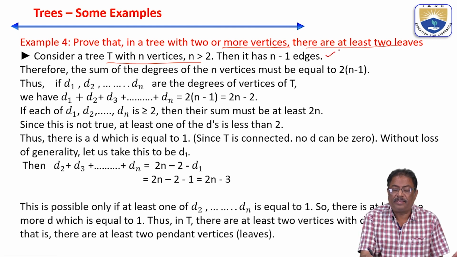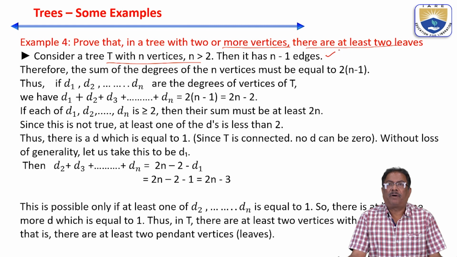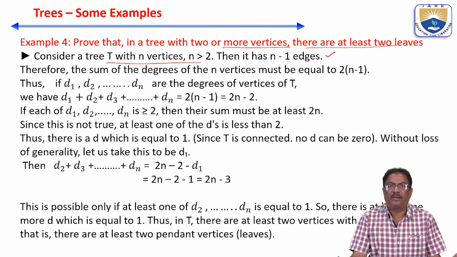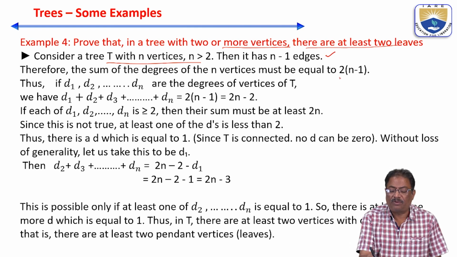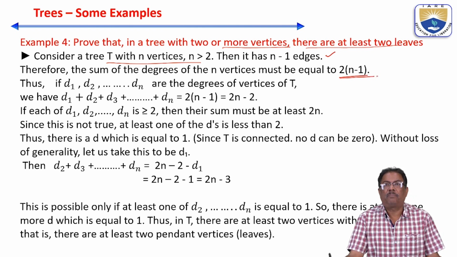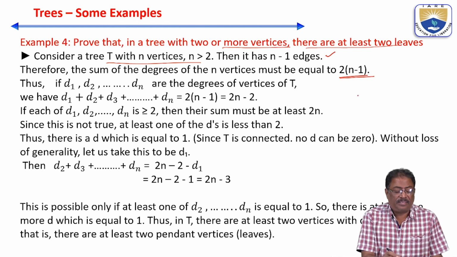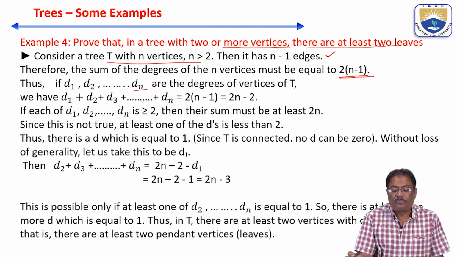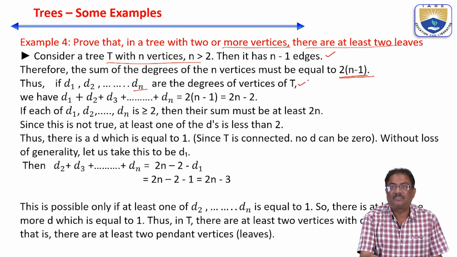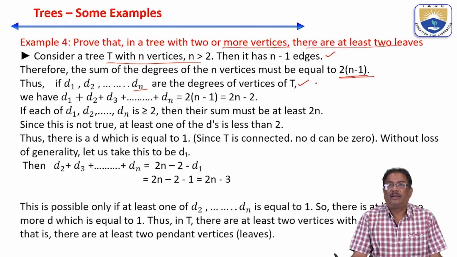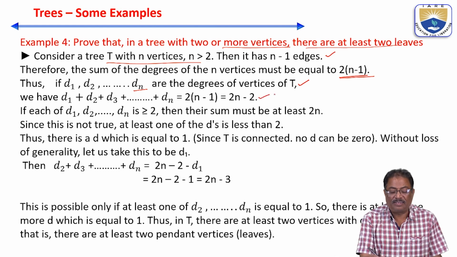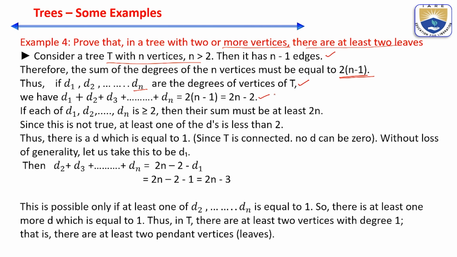Then by the property, it is having n-1 edges. Then the sum of the degrees of n vertices must be equal to 2 into n-1. That is, if d1, d2 and so on dn are the degrees of vertices of T, then d1 plus d2 plus and so on plus dn is equal to 2 into n-1, that is nothing but 2n-2.